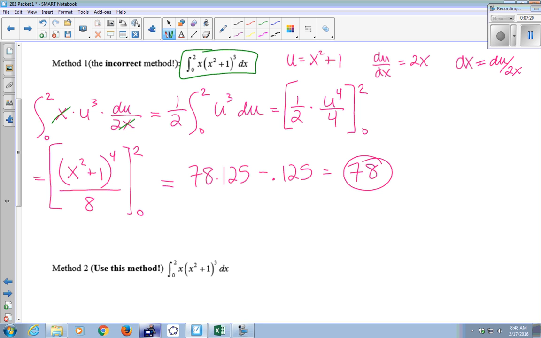0 and 2. What kind of values are those? Are they x values or u values? Those are x values, right? They're on the original question. 0 and 2 are x values because x is the variable that's showing up in my original problem. But then I switched to u's and I left 0 and 2, right? So now 0 and 2, these are x values.